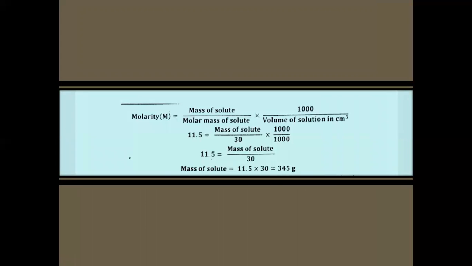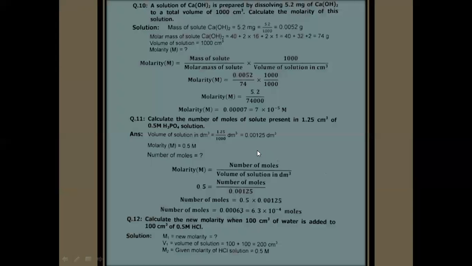So molarity is equal to formula, and the molarity is 11.5. The mass of solute we have to find out. Volume is 1000, and the molar mass of solute is 30. By cross multiplication, taking out the mass of solute, 11.5 multiplied by 30, so 345 grams. 345 grams are required to dissolve in 1 decimeter cube, or 1000 centimeter cube, to give us the required molar solution, which is 11.5 molar.